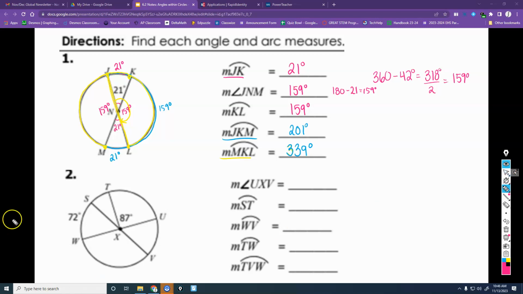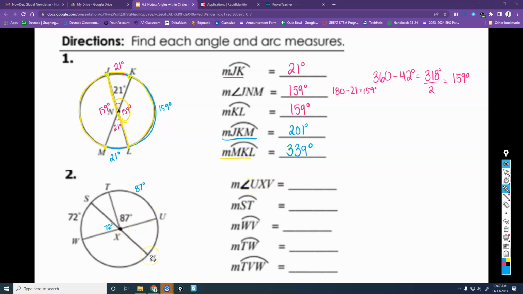Okay, let's look at number 2. They give us an arc right here is 72. And they give us this right here is 87. So there's a couple that are very easy to do. This angle right here would be 72 degrees. This arc right here would be 87 degrees, right? Because our central angles just match. Okay, then the first thing they ask us for is UXV.